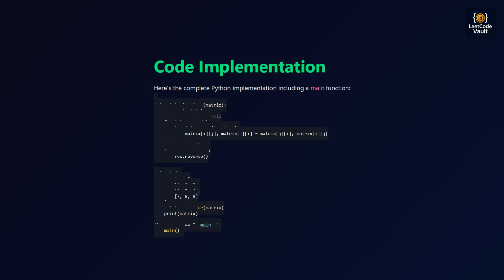Code implementation. Let's see the code in Python. We'll implement the optimal solution we just discussed. First, we'll transpose the matrix. Then we'll reverse each row. This will result in a 90-degree clockwise rotation. I'll break it down step by step so you can follow along easily.